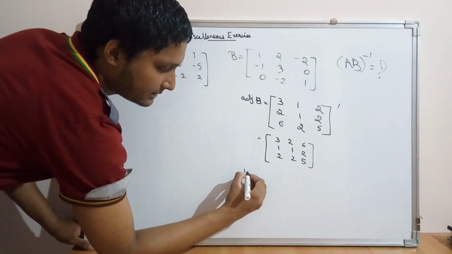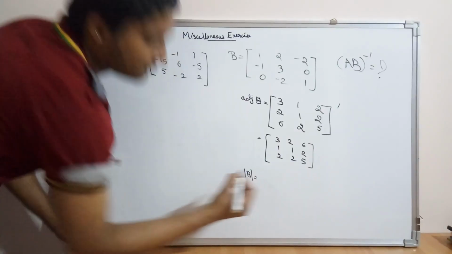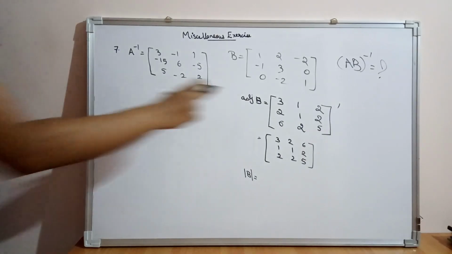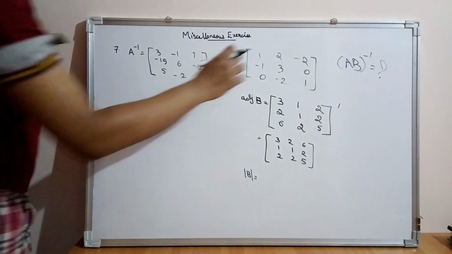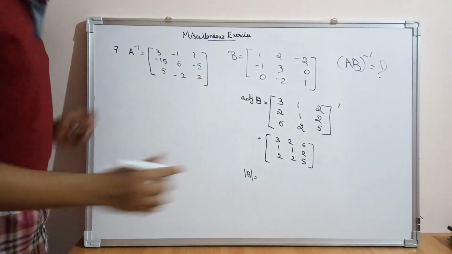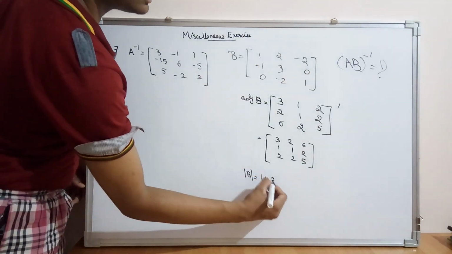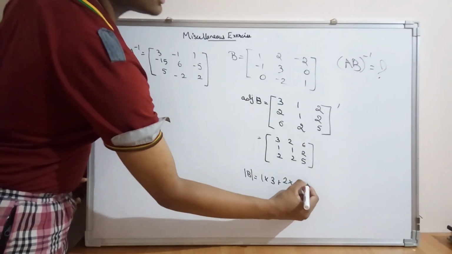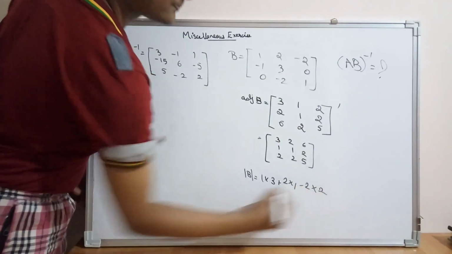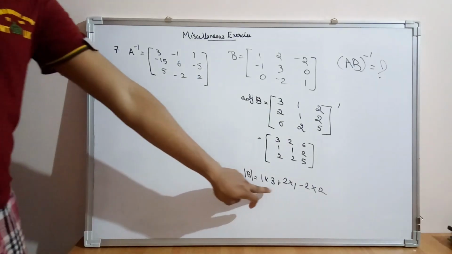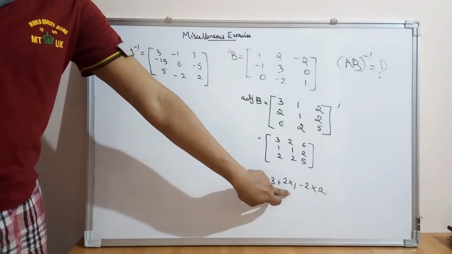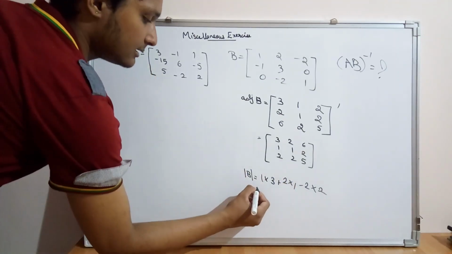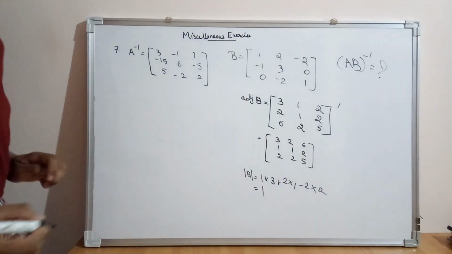Now we are going to find the determinant value of B. What is going to be the determinant value of B? We already have the cofactors here. I need to multiply with the particular elements. So it is 1 into 3 plus 2 into 1 minus 2 into 2. Okay, 1 into 3 is 3. 3 plus 2 is 5. 5 minus 2 into 2 is 4. So 5 minus 4 is 1. Therefore, determinant value is going to be equal to 1.